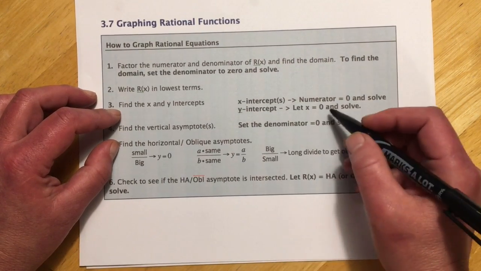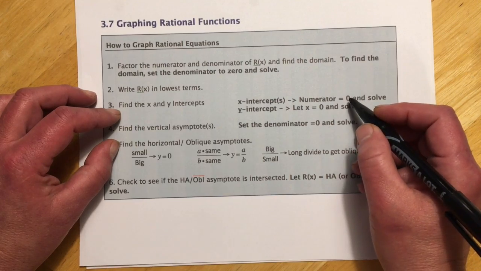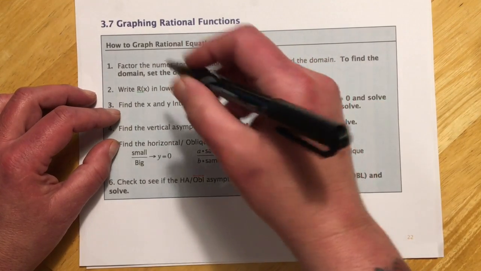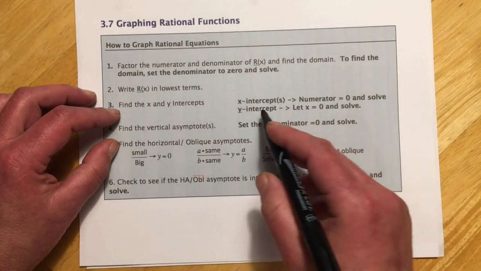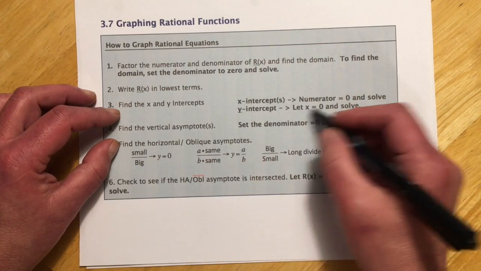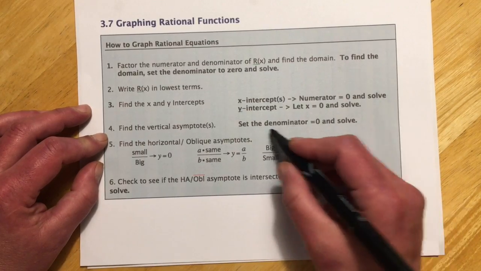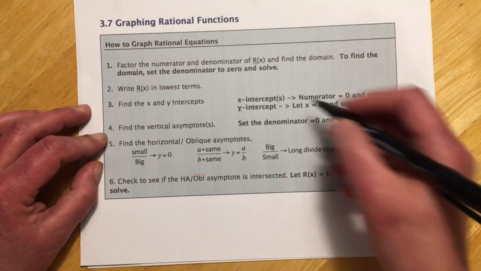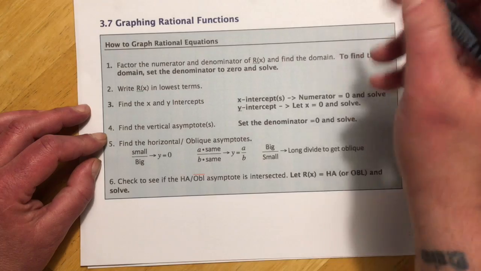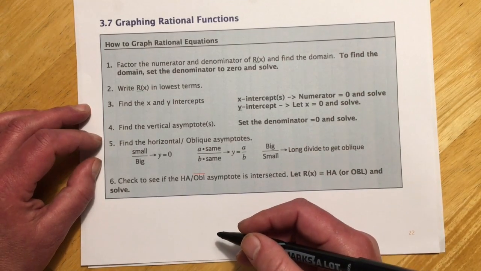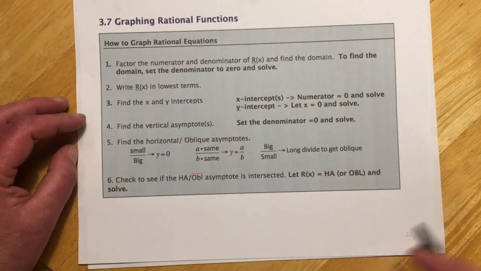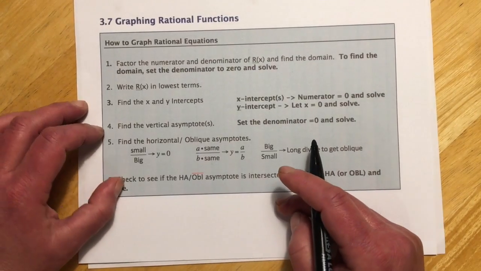To find x-intercepts, let the numerator equal 0, because remember, when we multiply with that denominator, it just gets canceled out anyhow. And to find the y-intercept, we just let x equal 0. Vertical asymptotes: set the denominator to 0 and solve, and that will often match the domain unless there's something that reduces out. And then we find the horizontal or oblique asymptotes.